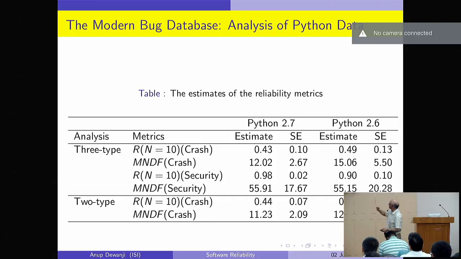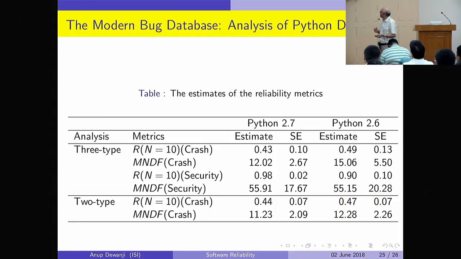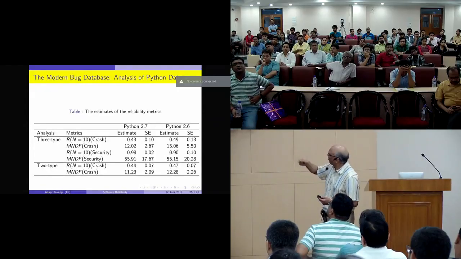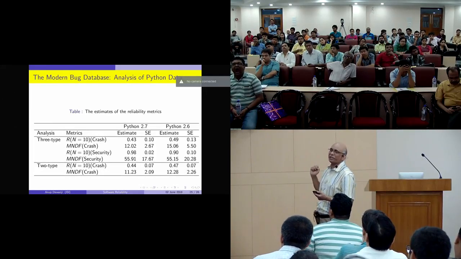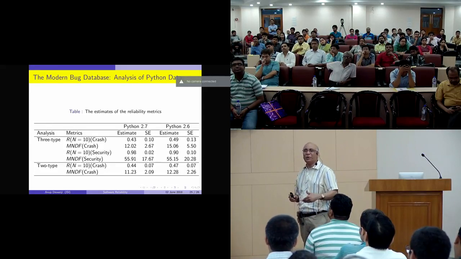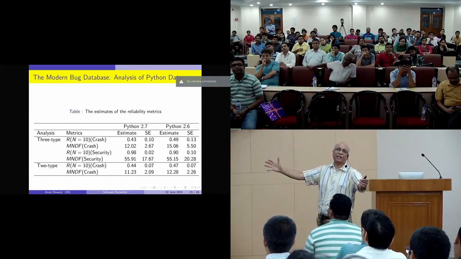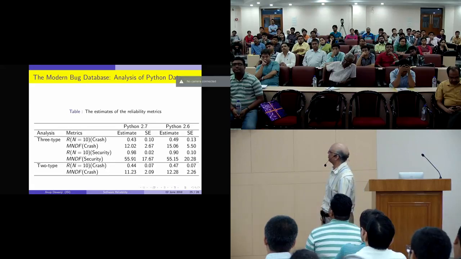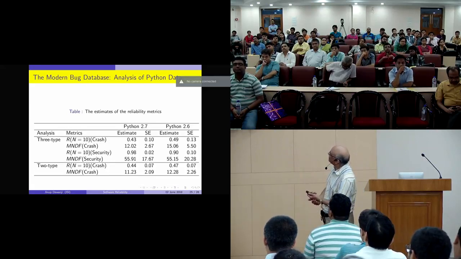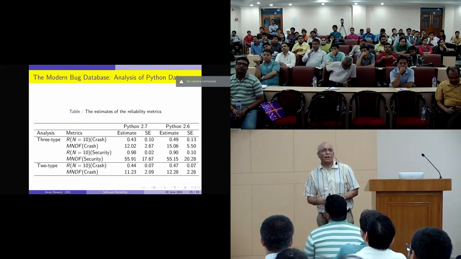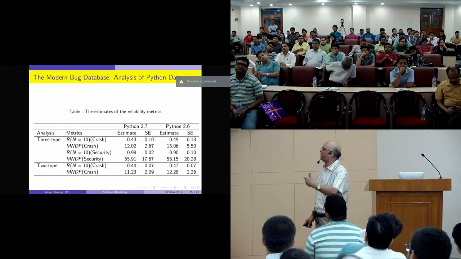Let's look at 2 type analysis. So crash is my primary interest. So the reliability that there will be no crash type failure out of capital N equal to 10 such defects is 0.44 and 0.47 in the two versions. So if you look at this, it appears that Python 2.6 was better. They probably did not need to launch the newer version 2.7. But if you look at the standard error and make a confidence interval type statement, they are statistically the same. And MNDF is 11, so maybe it means about 1 in every 12 would probably be a crash type defect.